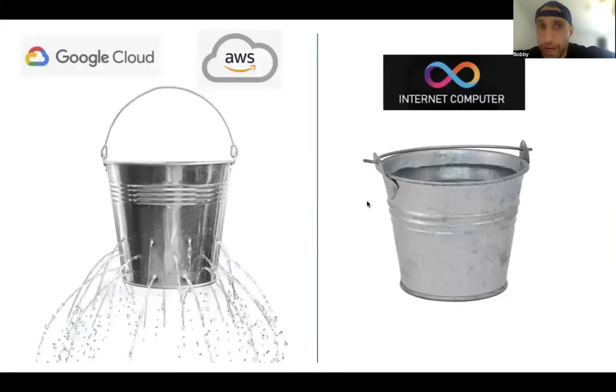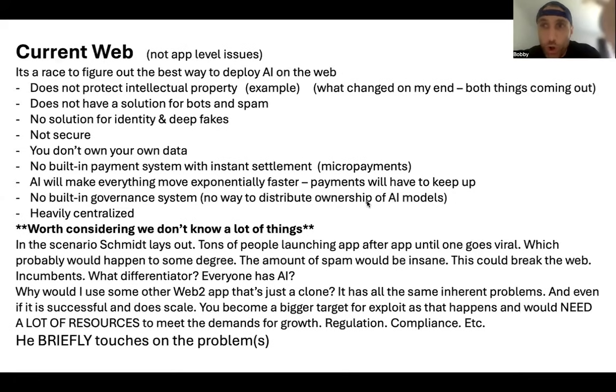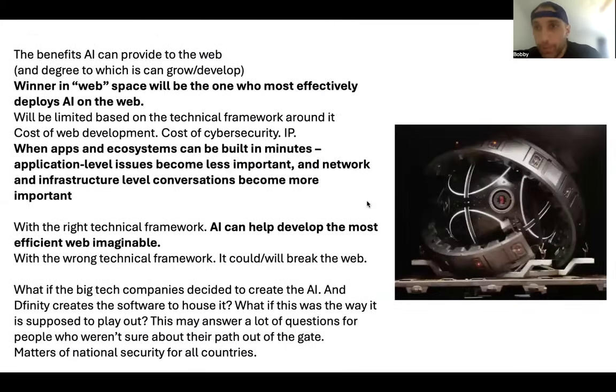And when you compare and contrast launching these more advanced large language models on both, if you look at it, okay, we're going to launch on the current web, and you can start seeing all the problems that would create, right? Because once application level development can happen within seconds, once you can build out numerous applications and the time it takes to do that essentially goes down to zero, you can build out entire ecosystems. The benefits that AI can provide to the web will largely be dictated by the technical framework around AI.